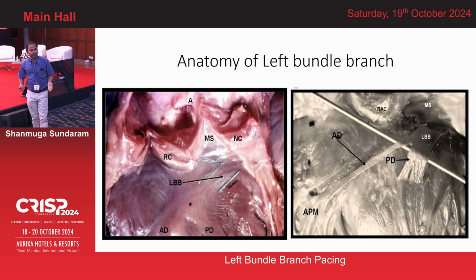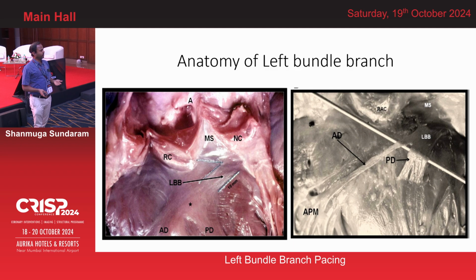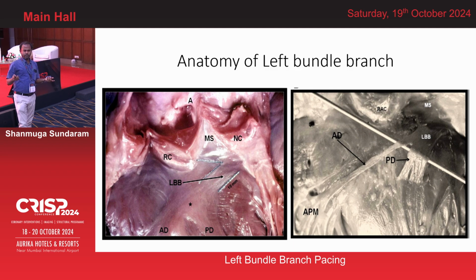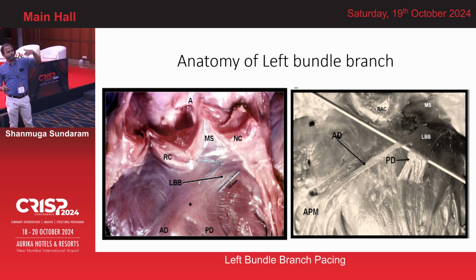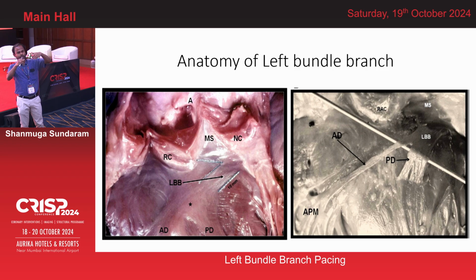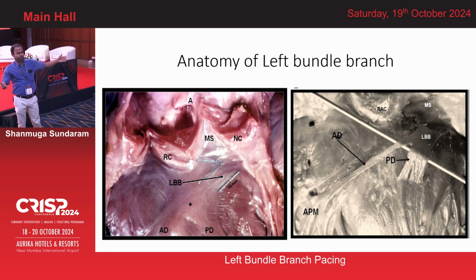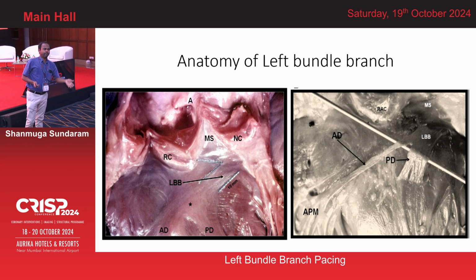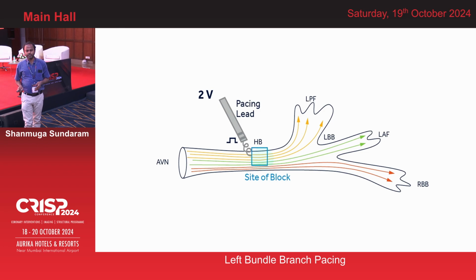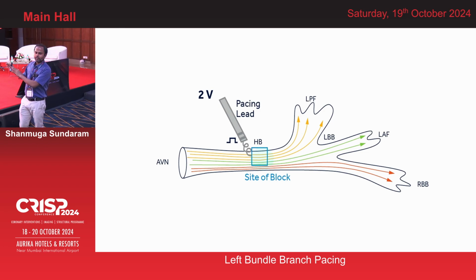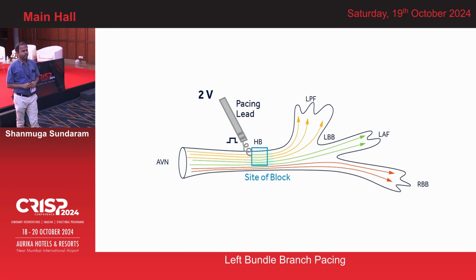So the left bundle further divides into anterior fascicle and posterior fascicle. You can capture anything. The left bundle, as it comes, goes anteriorly as the anterior fascicle and comes down as a broad fan of posterior fascicle. So you can capture the left bundle at any site, whether in the main trunk, anterior fascicle or posterior fascicle. So let us go a little bit into the physiological aspect.